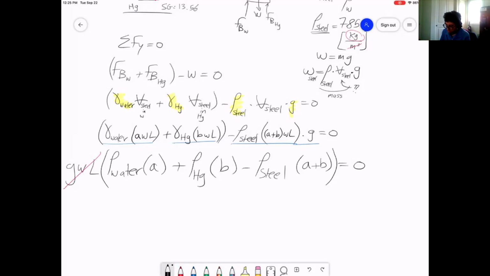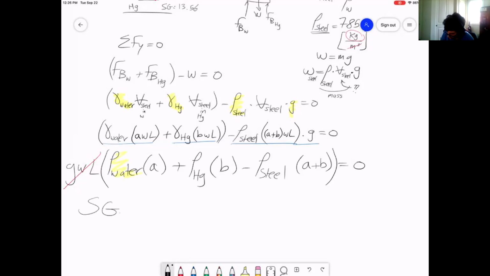Okay, and now you just plug in values and try to solve for the ratio. We're not trying to solve for each specific value of A and B. We just know the ratio. So you can manipulate this equation. We know the density of water. Density of Hg, do we know that? Did we calculate density of Hg? I thought we did. Okay, so how would you find density of Hg?